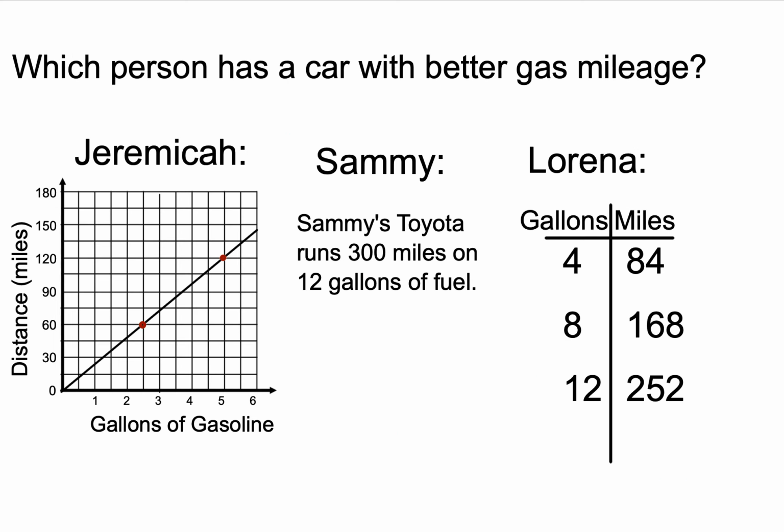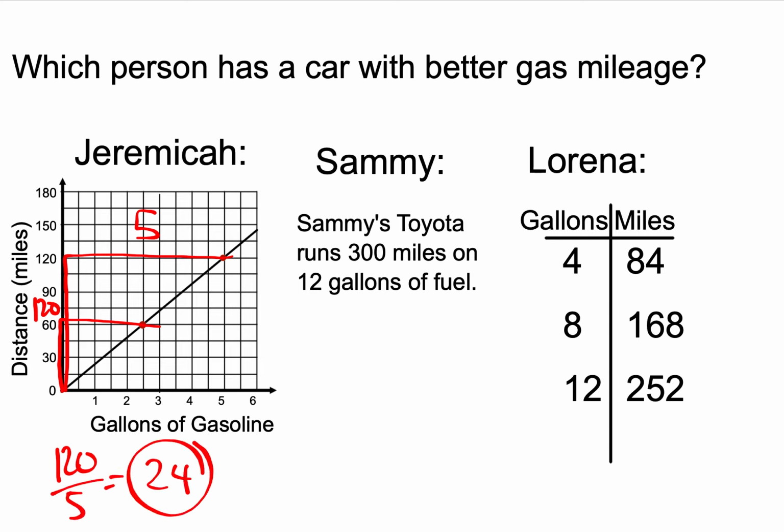Okay, which person has a car with better gas mileage? Here we've got Jeremiah, Sammy, and Lorena. Jeremiah goes 60 miles in 2.5 gallons, or 120 miles in 5 gallons. Let's do that one, it's got whole numbers. 120 miles in 5 gallons is 24 miles per gallon. I said hours, I meant to be saying gallons on that. Jeremiah went 120 miles with 5 gallons.